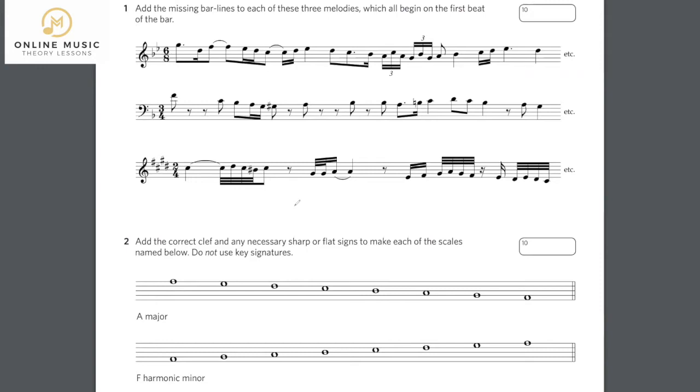Okay, question number 2. It says here, add the correct clef and any necessary sharp or flat signs to make each of the scales named below. Do not use key signatures. So we're in the key of A major, so the first and last is going to be an A note. And you should recognize that will be in the bass clef.